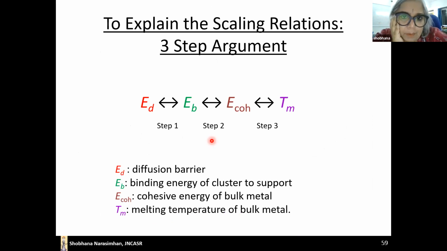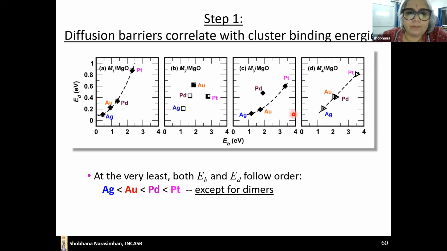So it's a 3-step argument we have. The diffusion barriers, we first correlate with the binding energy of the cluster to the support. Then we correlate with the cohesive energy of the bulk metal. That's the second step. And in the third step, that is correlated to the melting temperature of the bulk metal. And so if you can prove this, then you finally prove that this diffusion barrier is correlated to the bulk melting temperature. So let's check the first step.